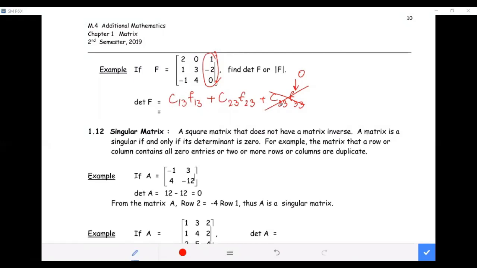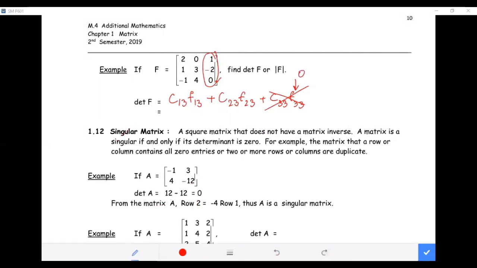So you see, I think you understand how to choose the row or the column now, right? Choose the one that has a lot of 0s. Choose the one that has a lot of 0s. Okay, that's a technique, that's a tip.